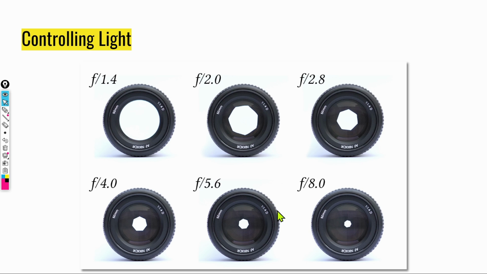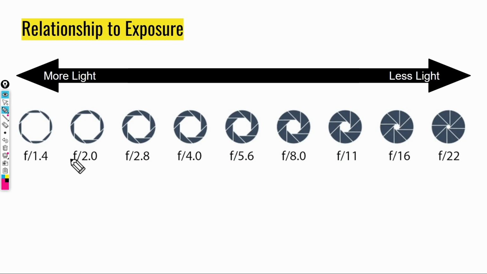So as the hole gets smaller, the aperture number gets larger. Now it's important to understand the relationship of these aperture numbers versus how much light we're letting into the camera. Obviously, when we have the aperture wide open here, we're letting the most amount of light in versus the smaller hole where we're letting the least amount of light in.